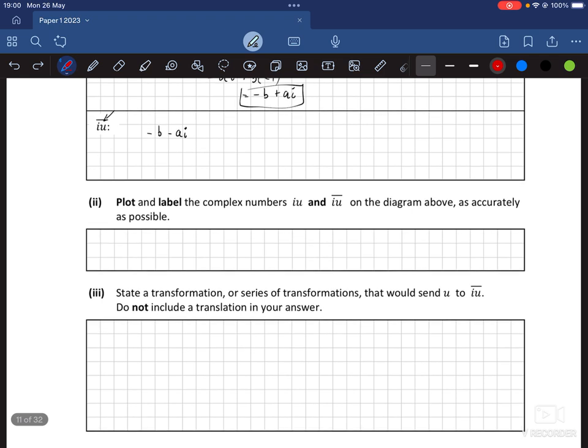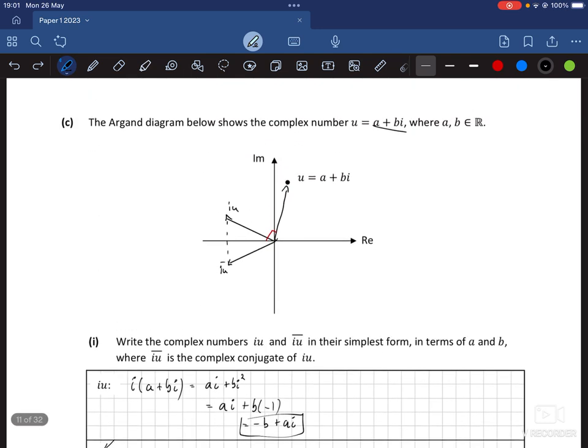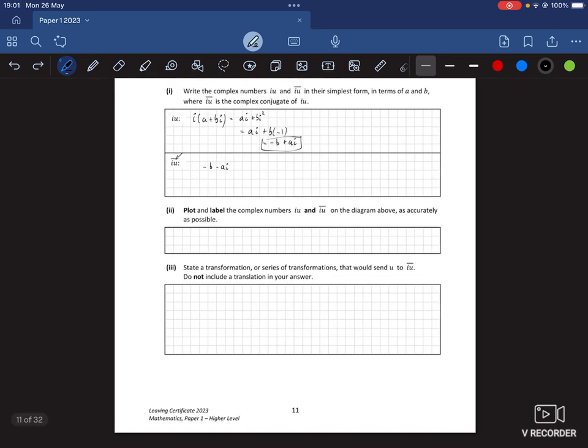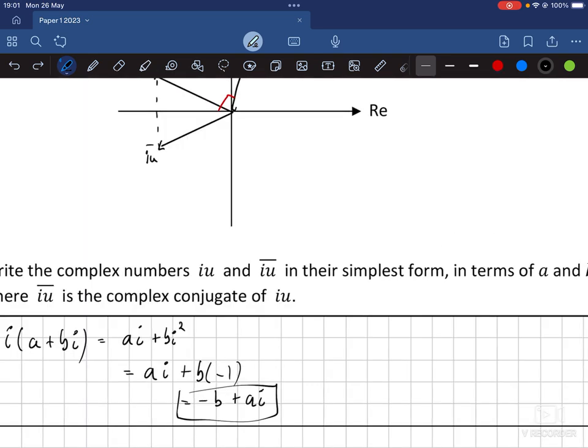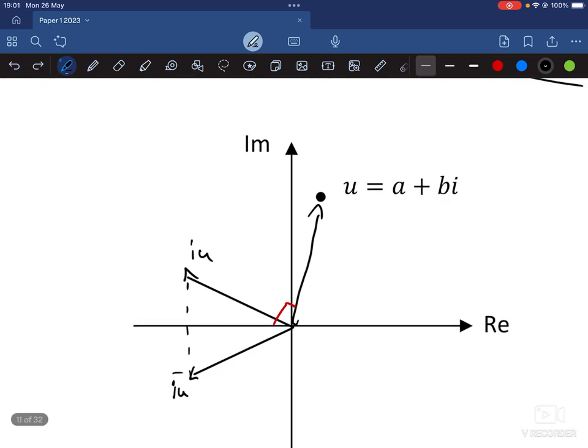Now this is the one that's probably the hardest part. State a transformation or a series of transformations that would send u to iu conjugate. Do not include a translation in your answer. So what they want us to do is describe a transformation, or we're going to do a series because I don't think there's one that can do this. We have this complex number, and we want to say, how can we send that to this complex number here?